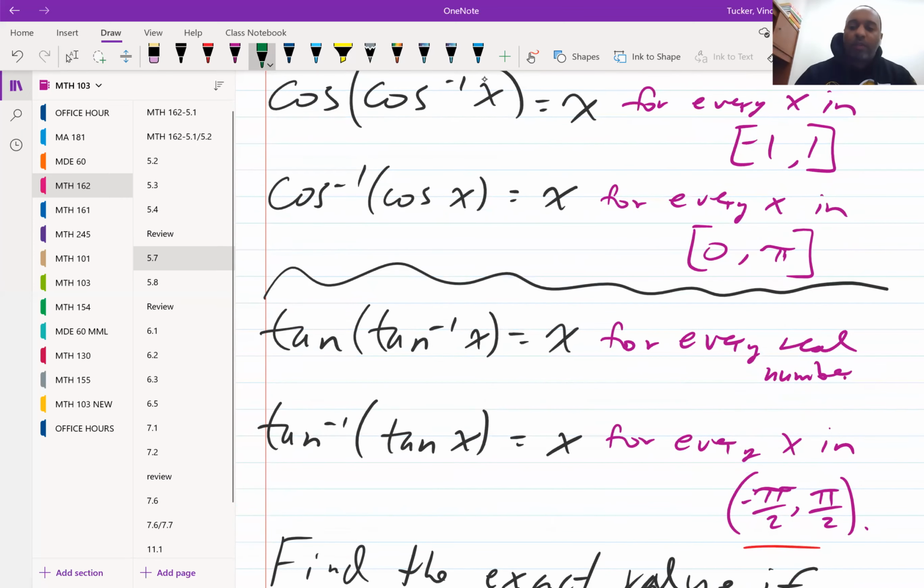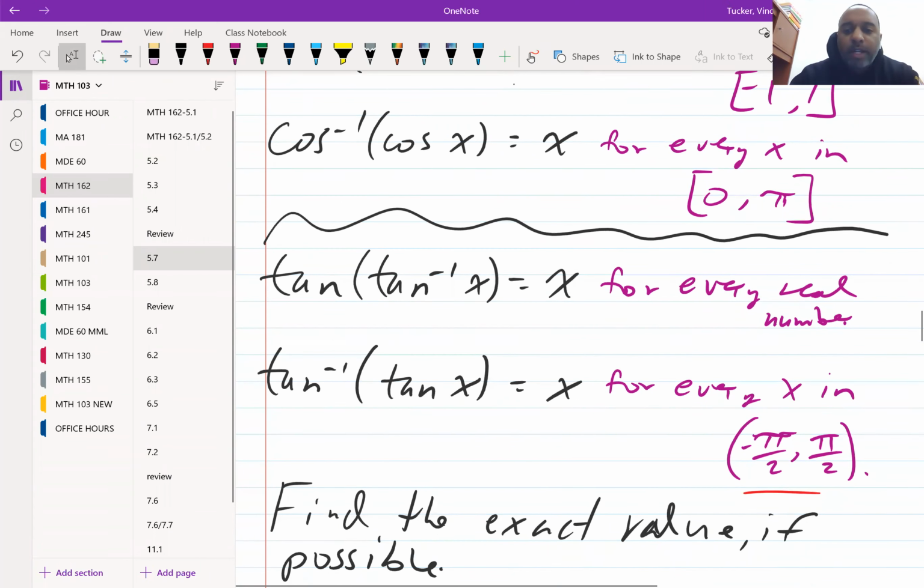So that means pi over 2 and negative pi over 2 is not a part of the domain when it comes to this tangent relationship. So make sure you notate. All right, can we scroll up? Is everybody good? Try this out.